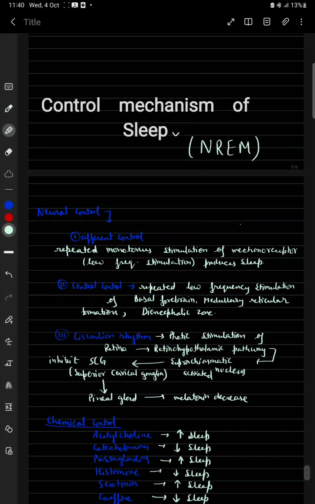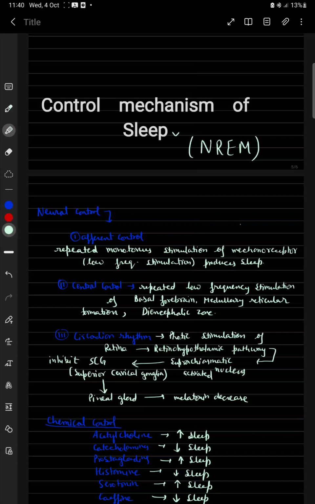Now control mechanism of sleep, mainly non-rapid eye movement sleep, we will see now. First one is neural control. The type 1 is afferent control. The repeated monotonous stimulation of mechanoreceptors. The low frequency stimulation of mechanoreceptors. If we do the same thing again and again, that is, we stimulate the same mechanoreceptor repeatedly, then sleep comes. Low frequency stimulation produces sleep.